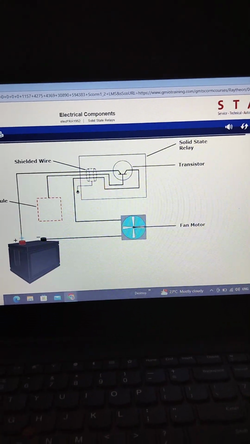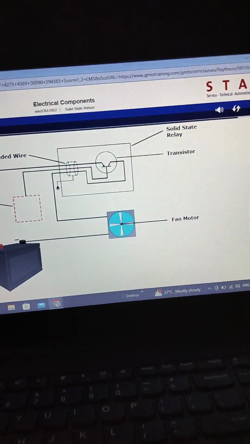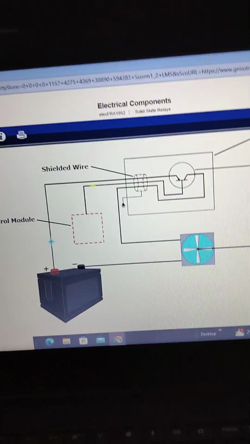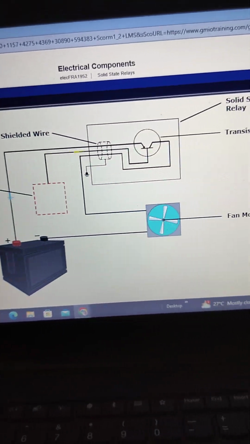Solid-state relays are different from conventional relays in one aspect. A conventional relay turns current completely on or off. The solid-state relay varies the current flow.